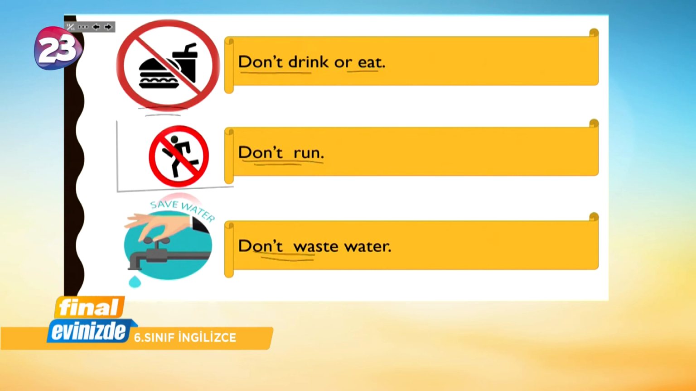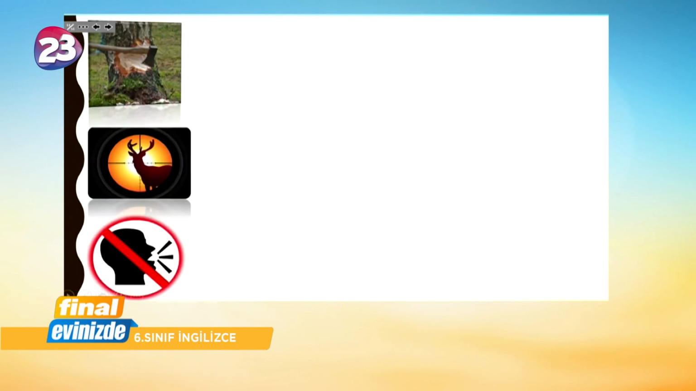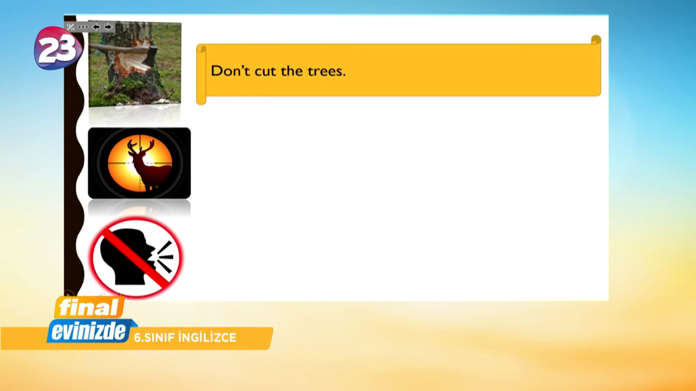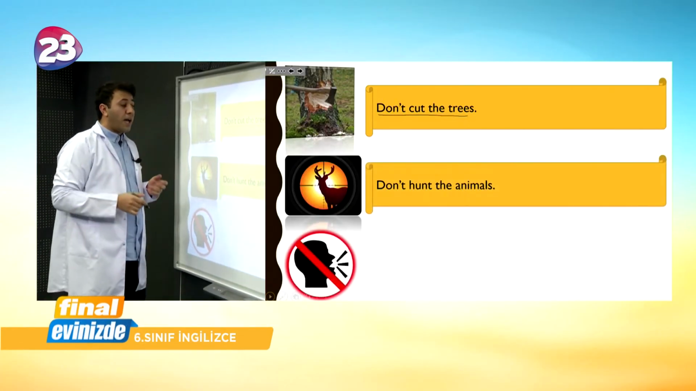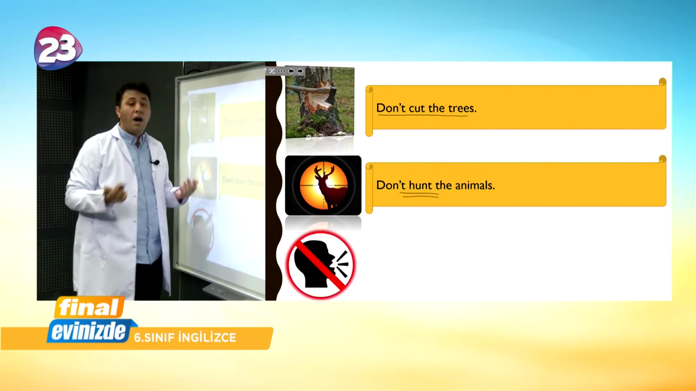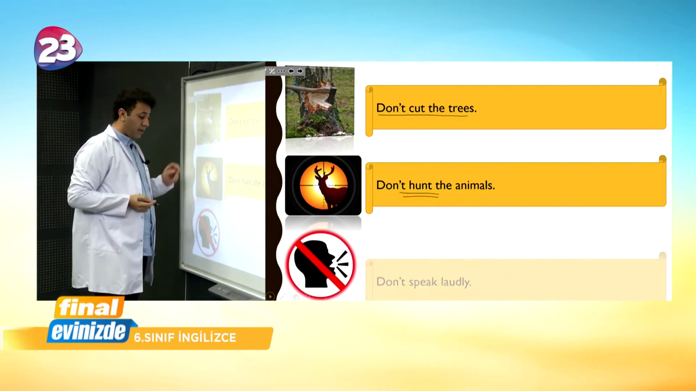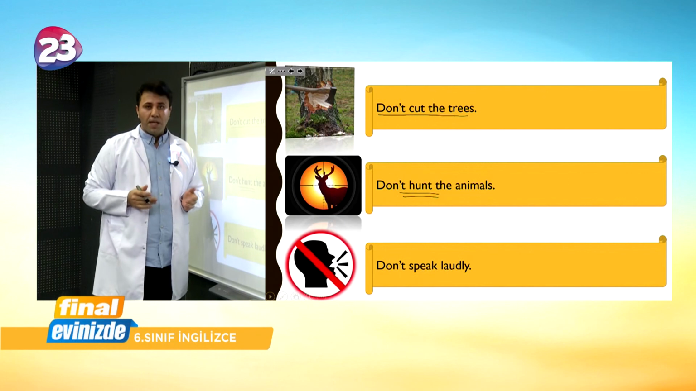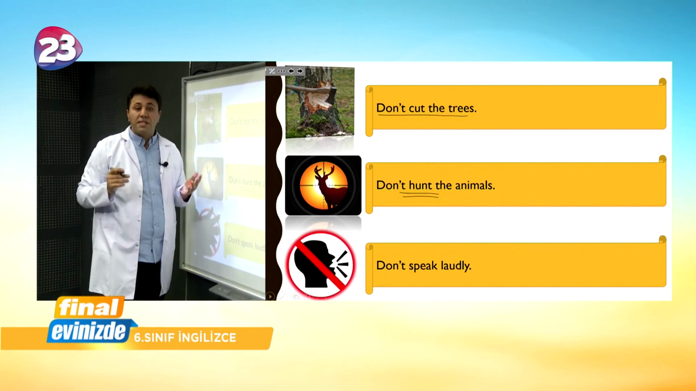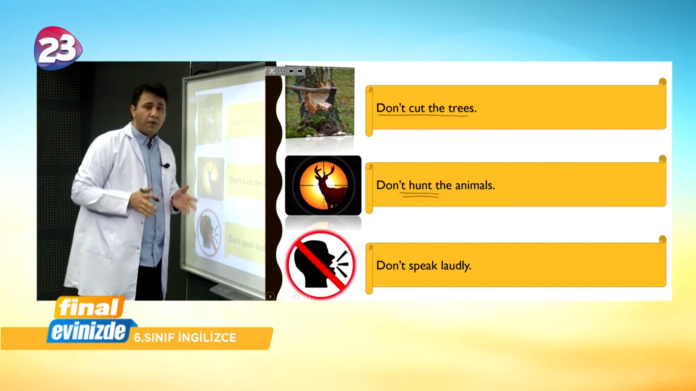As you see. And don't cut the trees. We shouldn't cut the trees, you know. That's why we shouldn't waste paper. If we waste paper, what will happen? They will cut the trees, and that's why we say don't cut the trees. Or don't hunt the animals. We shouldn't harm them, isn't it? And don't speak loudly. For example, you are in a specific place, you say don't speak loudly, you can disturb people. Okay? For today that's all.